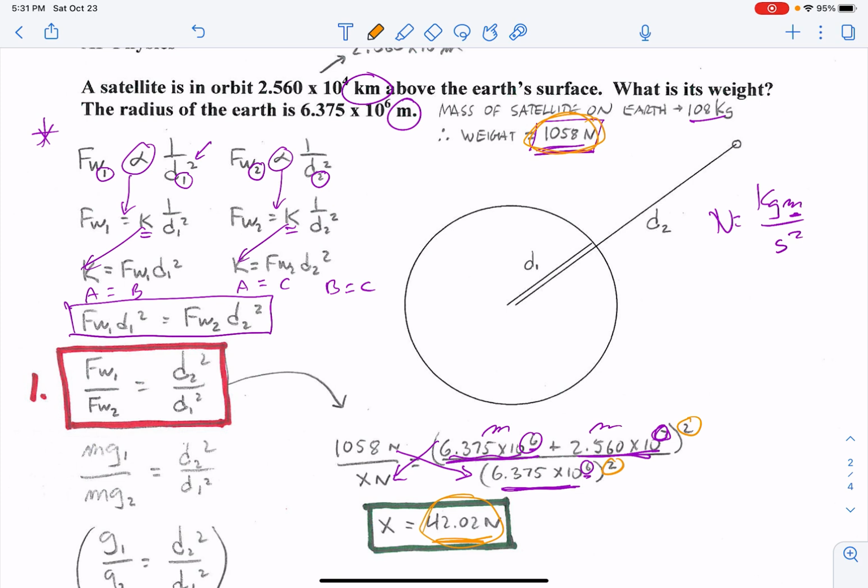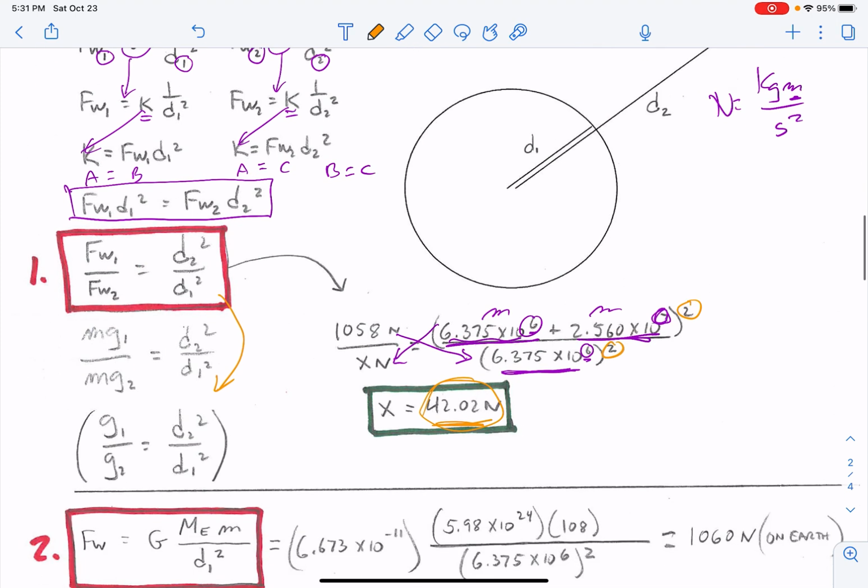I should also mention that we can further simplify this equation by recognizing that the mass of the satellite doesn't change, regardless if it's on the surface of the Earth or way out in space. So since force of weight equals mass times gravity, the masses cancel, and you could have used this equation as well.